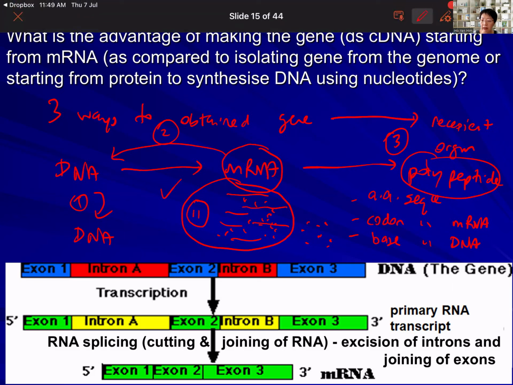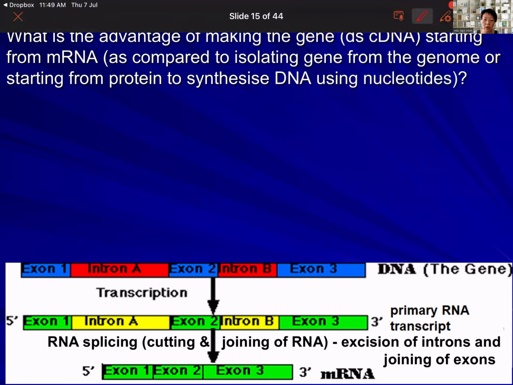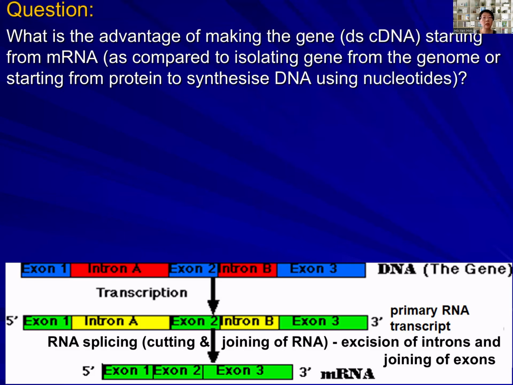Okay, other than that, there's another reason. So I'm going to explain to you here. So if the question asks you, what is the advantage of making the gene, which is the double-stranded cDNA, starting from mRNA, as compared to isolating the gene from the genome, starting from protein to synthesize the DNA?